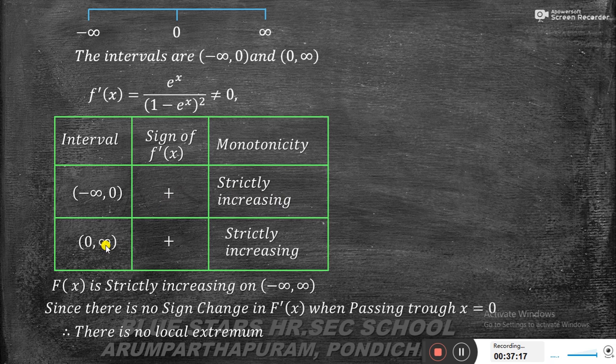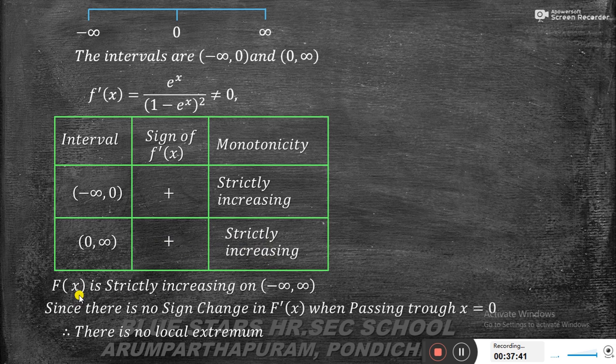Next, for 0 comma infinity, I take any value from this interval. Suppose I take x equal to 1, so 1 minus e. Here the numerator e by (1 minus e) whole square again comes to a positive answer, so I represent it with plus. Plus means strictly increasing.